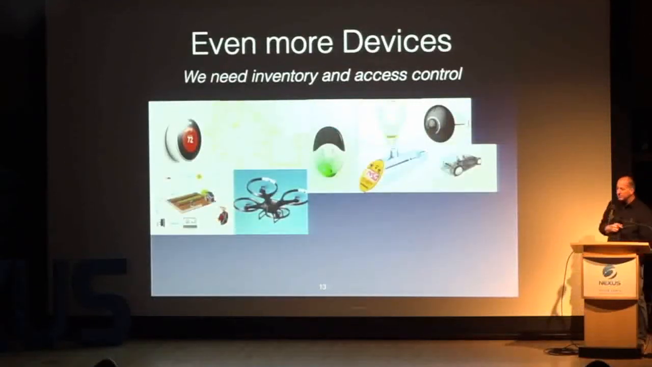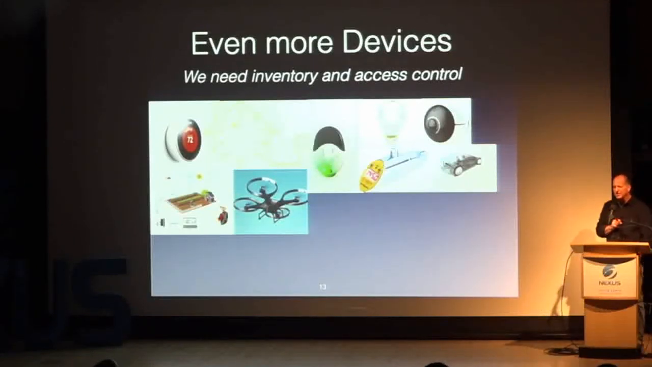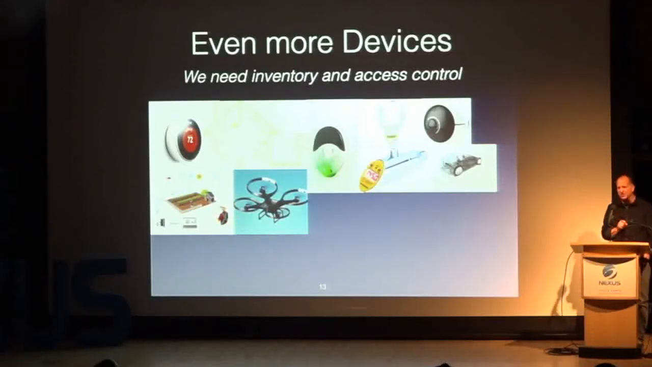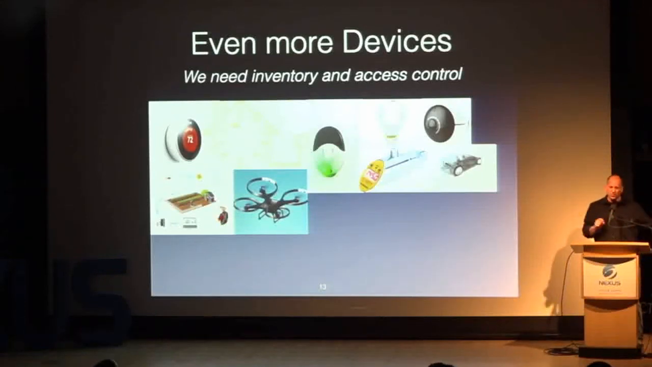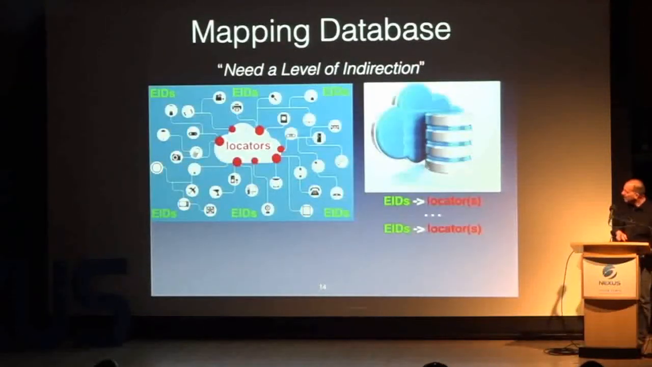Even more devices are going to be connected. Could you imagine? I just saw a report that the number of IoT devices already exceeds the number of people on this planet. And it's going to go orders of magnitude even more. We can't store 10 billion entries in a routing table in core routers from anywhere to anywhere. This is just a non-starter. So we have to be able to have a mapping database to solve this problem. How do we do that? Well, you put the EIDs in the mapping database and you map them to locators.